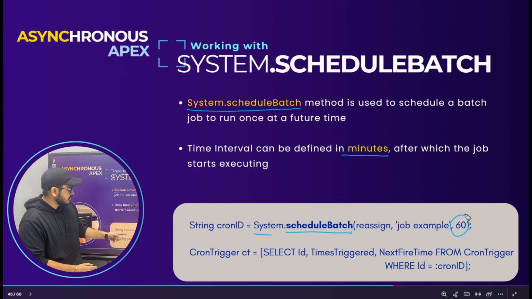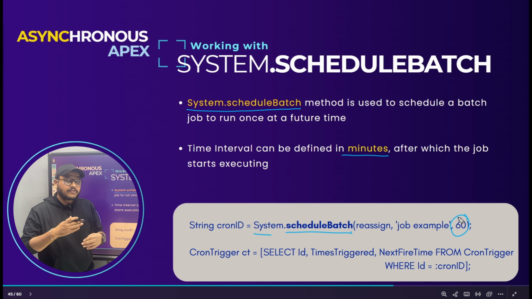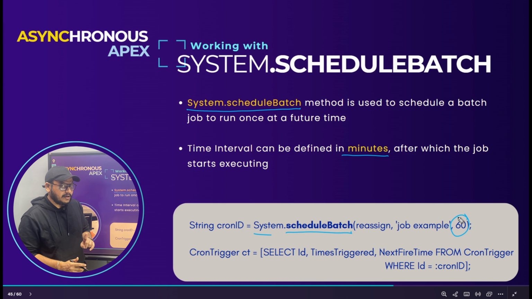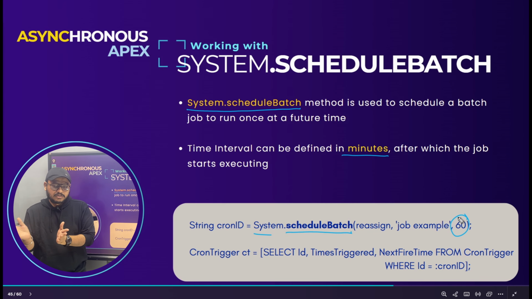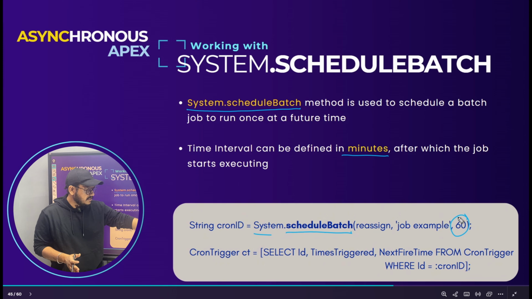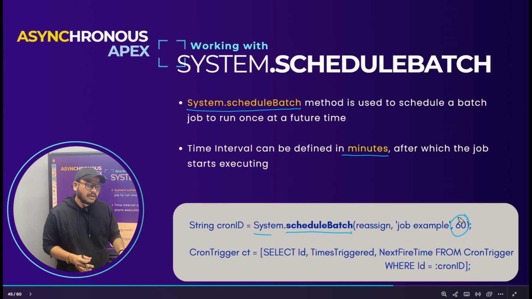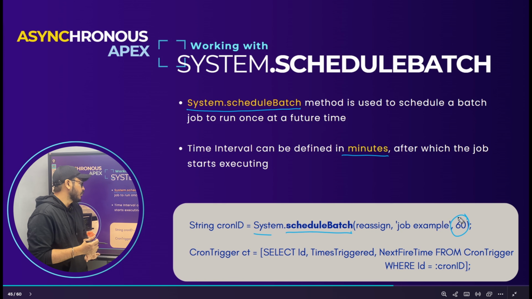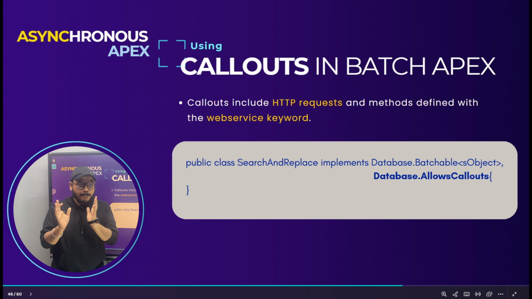So now what will happen? This method will put this batch job into the job queue with a delay of 60 minutes, and this is just going to be a one-time thing. If you want to schedule something regularly, let's say every Friday or every hour or every day, then we will have to use the scheduler, which is used in schedulable Apex. But here it is just a one-time execution with a delay. The time interval that you supply is in minutes. So that's about System.scheduleBatch.